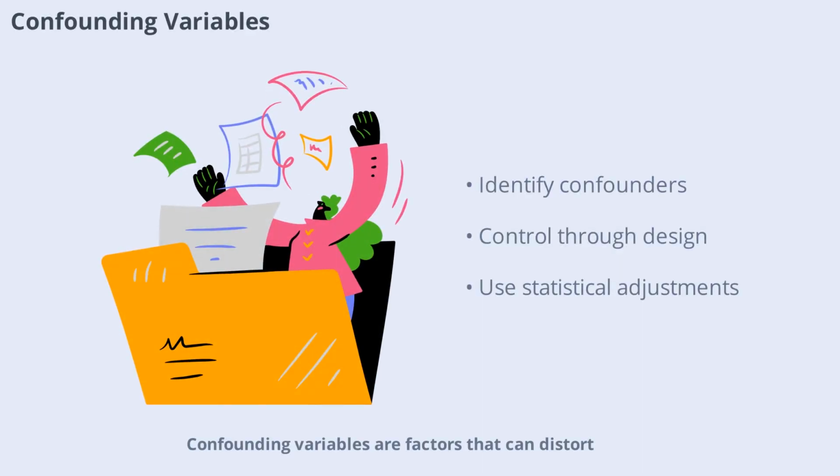Confounding variables are factors that can distort the relationship between the intervention and the outcome. For example, age, gender, or underlying health conditions might influence results independently of the treatment. Good studies identify and control for confounders through design or statistical methods. When reviewing conclusions, check whether the authors address potential confounding variables and how they manage them.